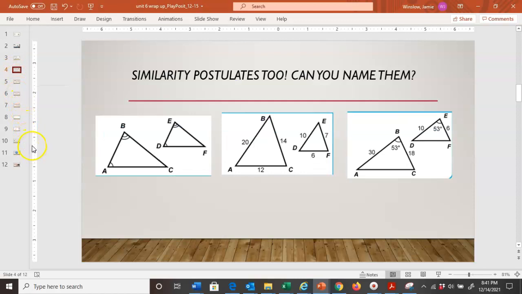So the very last bit over here, you can see how many slides we have. It's not that many. The last part of Unit 6 is some similarity postulates. Do you guys remember we had triangle congruence postulates? Things like side, side, side, and side, angle, side. And remember all these? And hypotenuse, leg. And those were for congruent triangles. Well, we also have them for similar triangles.